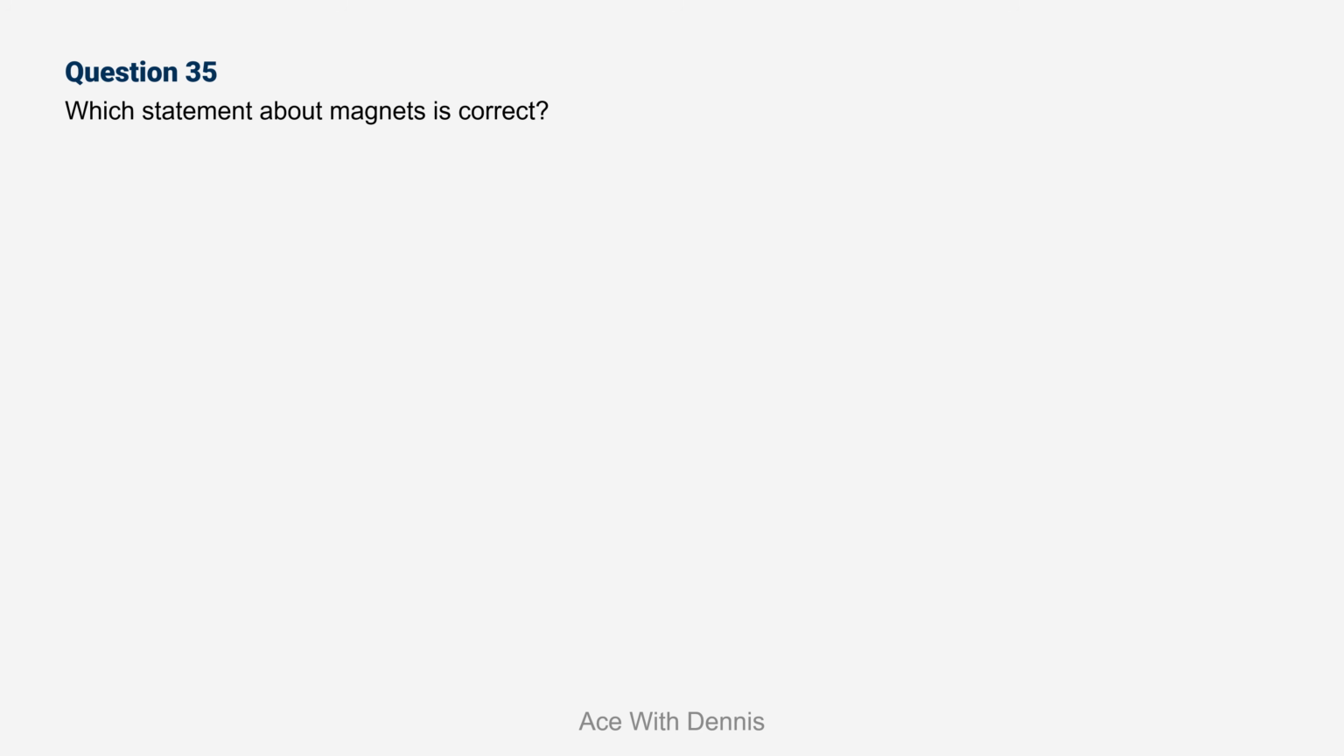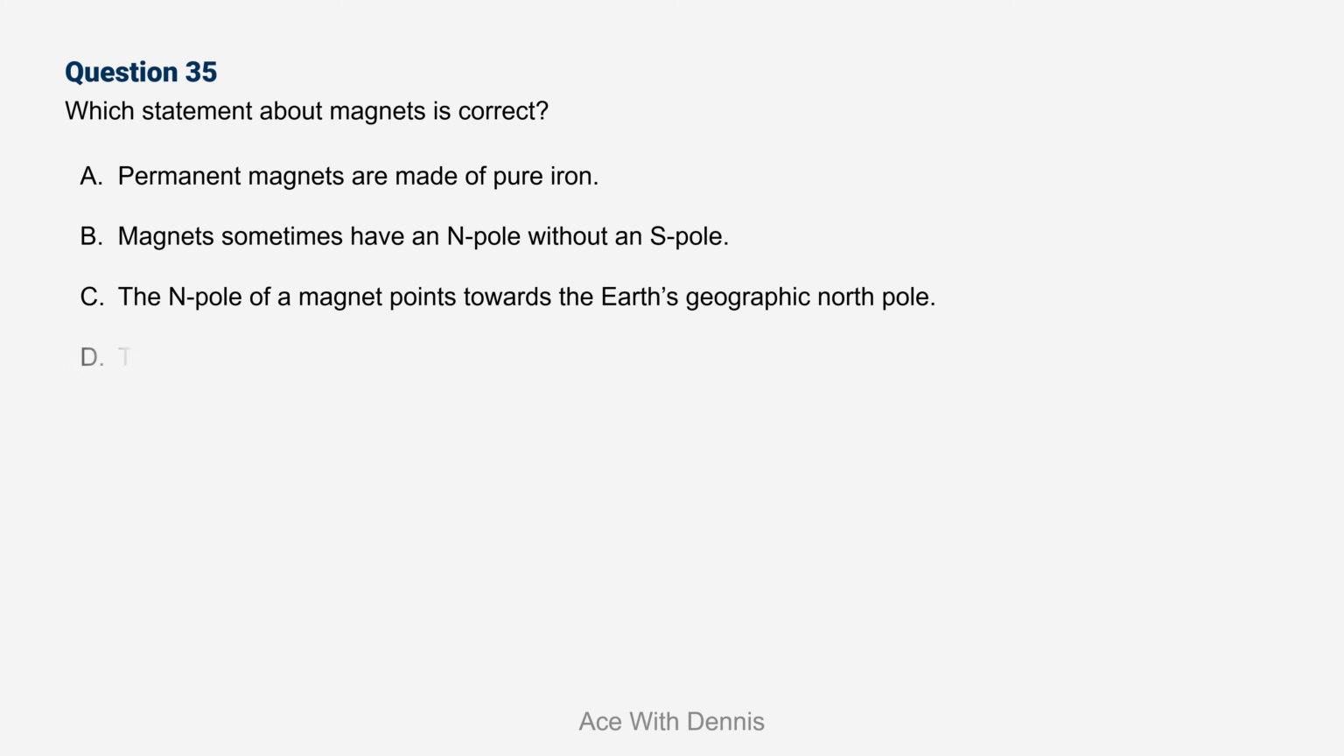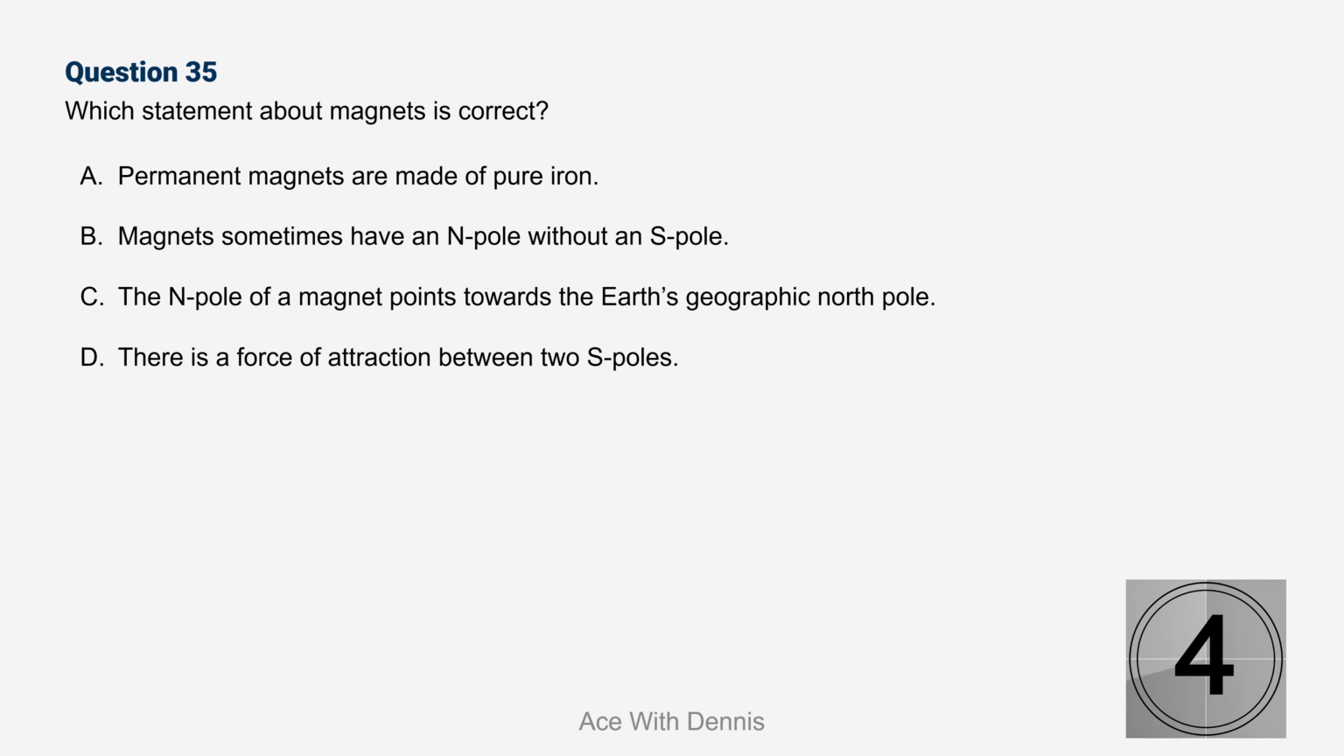Question 35. Which statement about magnets is correct? A. Permanent magnets are made of pure iron. B. Magnets sometimes have a north pole without a south pole. C. The north pole of a magnet points towards the Earth's geographic north pole. Or D. There is a force of attraction between two south poles. The answer is C. The north pole of a magnet points towards the Earth's geographic north pole.